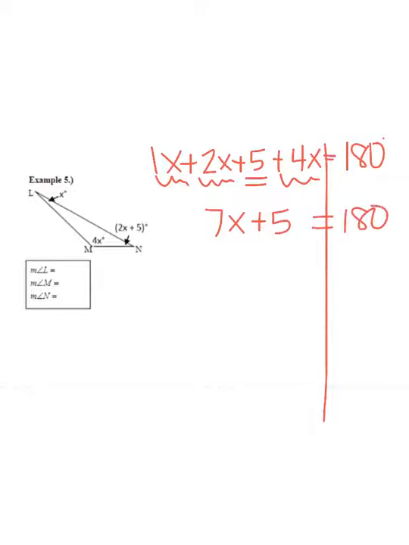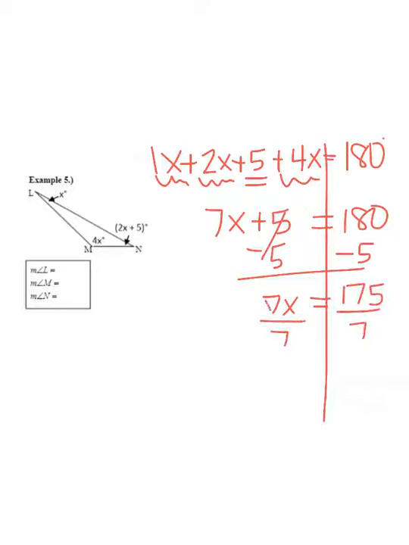Subtract your constant from both sides, so subtract 5 from both sides, and you'll get 7x equals 175, and then divide by 7. 175 divided by 7 is 25. So if they told you just to solve for x, you would be done. x is 25. But they told us to find all of the angles.